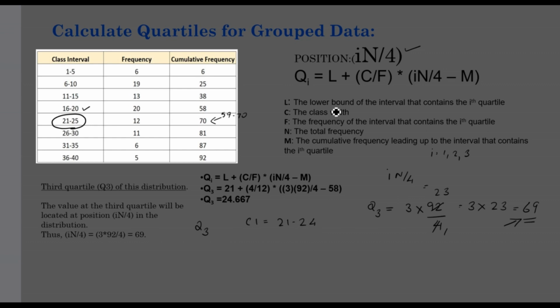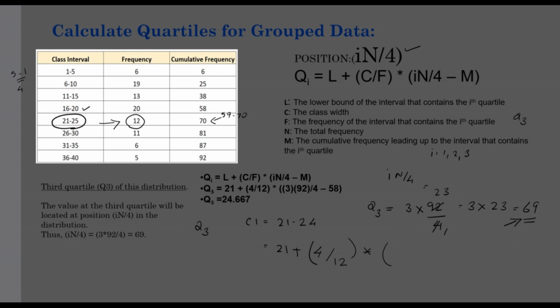Now the equation: the lower bound of the interval that contains the ith quartile, which is 21, plus C divided by F. What is C? C is the class width. The class width, 1 to 5, means 5 minus 1 is 4. So 4 divided by F, the frequency of the interval that contains the third quartile, which is 12. So 4 by 12.